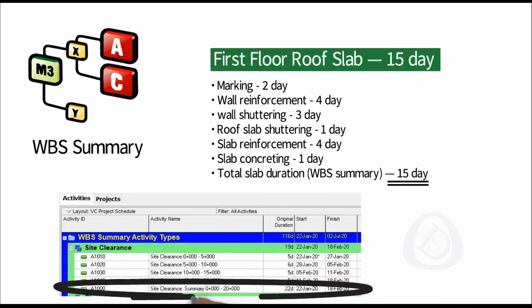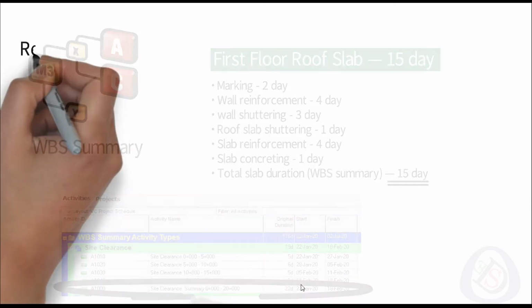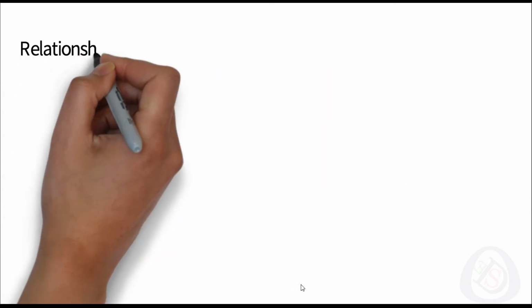So here we have a Primavera P6 screenshot. We can see site clearance summary. I have added an activity, and it automatically calculates the summary of all activities from start to finish. Next I will go to relationships. There are 4 types of relationships.